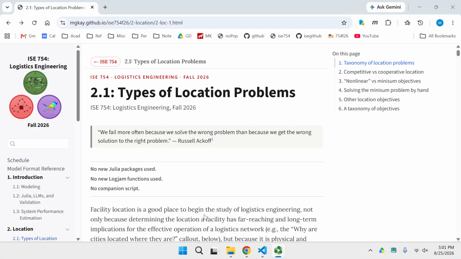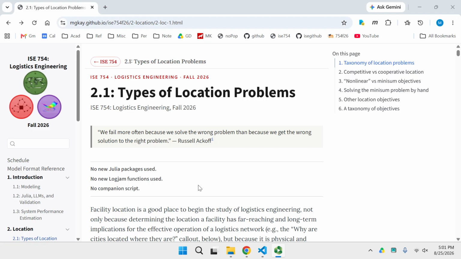This lecture starts our discussion of location problems. Location is important to logistics engineering, but the reason we're starting with location, beyond just the importance of this topic, is that it is a very good way of learning modeling, in particular how it applies to logistics engineering.